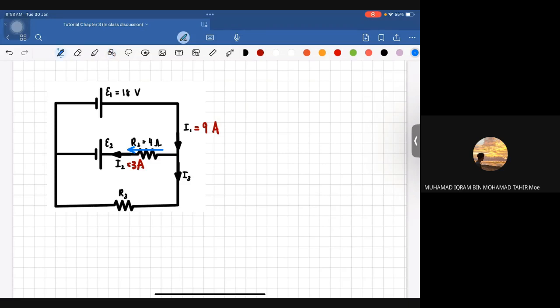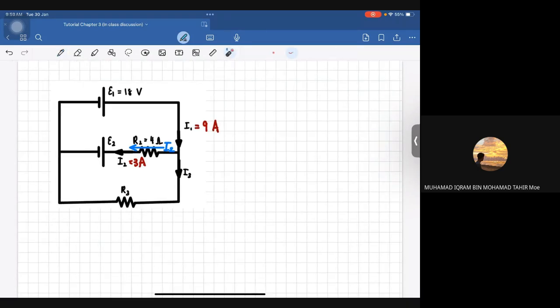Okay, so ini I2. Lepas tu kita ada the third resistor R3 which is gonna be this one sini, dia pergi sini. So ini adalah I3 lah. So current dia akan ke kiri juga. So yang ni kita label sebagai I3. Okay, so current done. Sekarang kita mau buat untuk EMF.